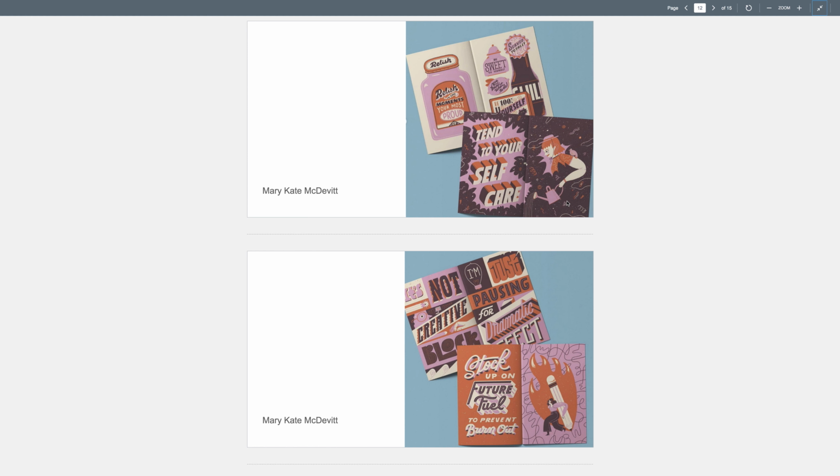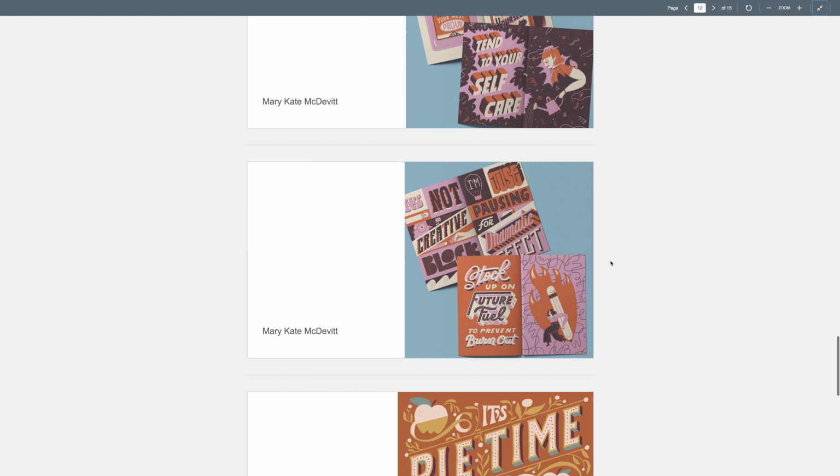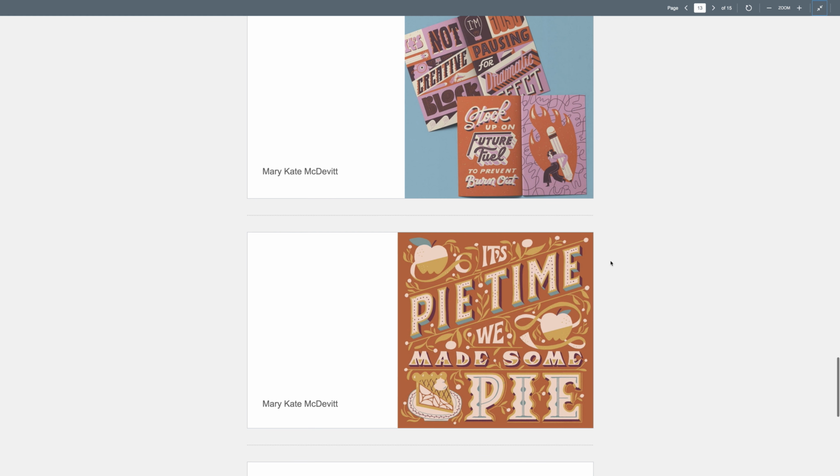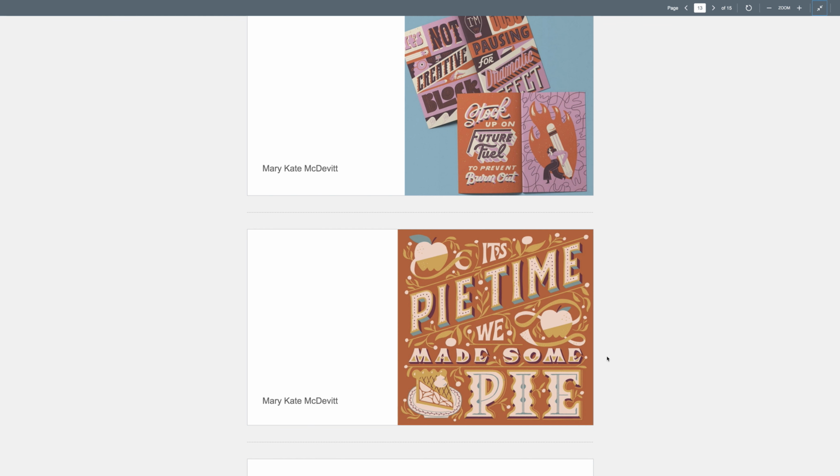I'd like to see something more like this where they're working together. This is a little different because she's working with a spread, so that affects the way that her image is composed. But thinking about how these characters can interact with this lettering is the idea of this assignment. This is another simple one. It's time for pie, and thinking about how the letters go with the message and how everything comes together in a cohesive way.